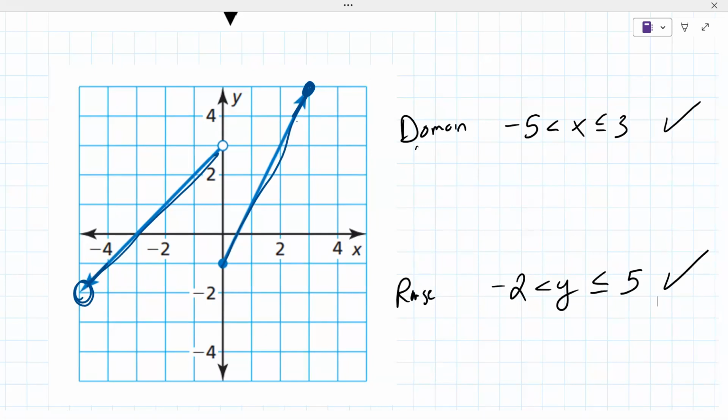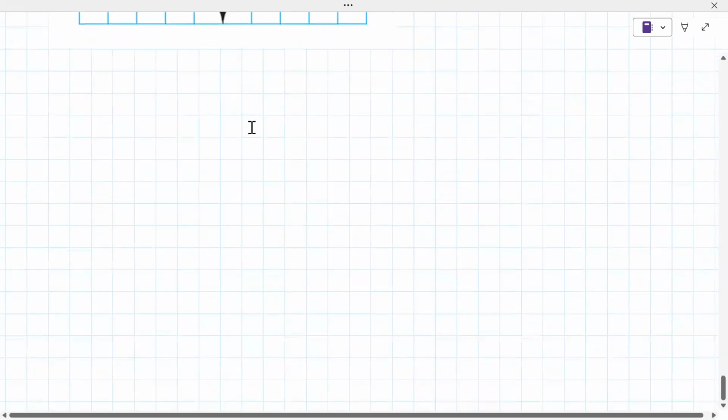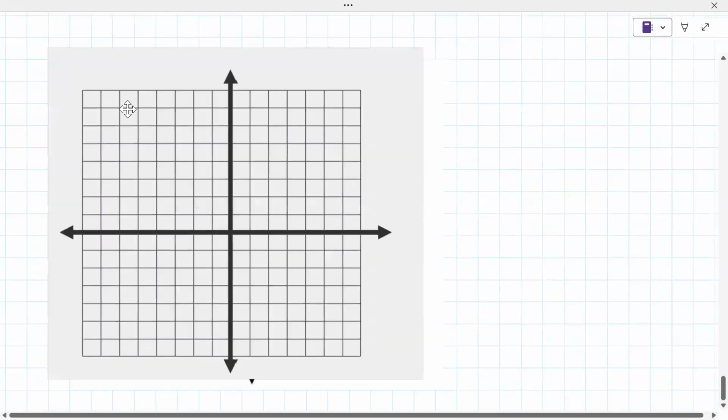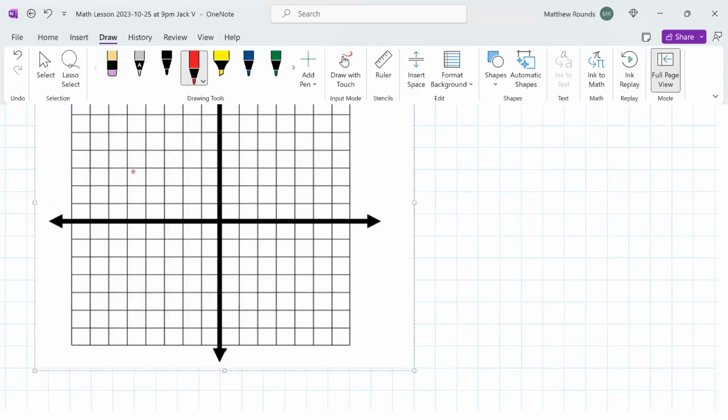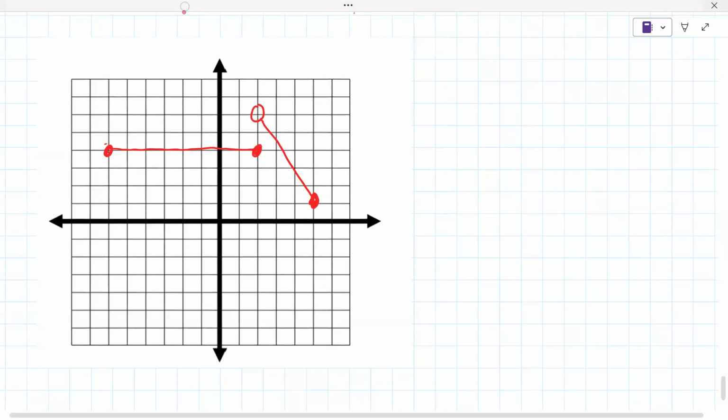So, guess I do have to make some up here. All right. Yeah, I guess I'll just make one up here. All right. Another one for you to try. Let me do this in red. All right, give this one a try, please, for domain and range.